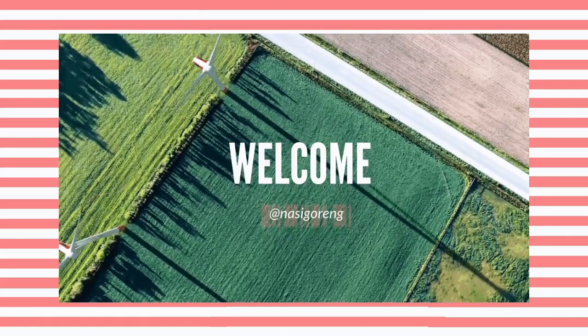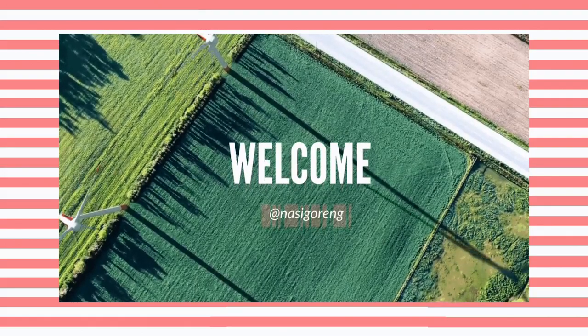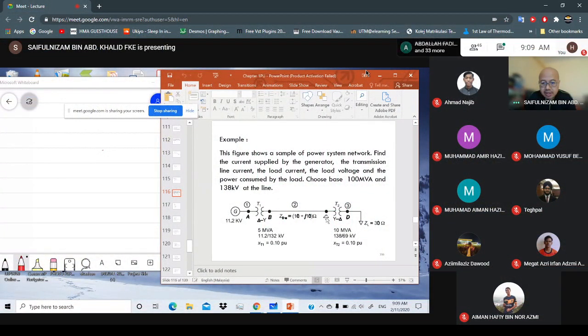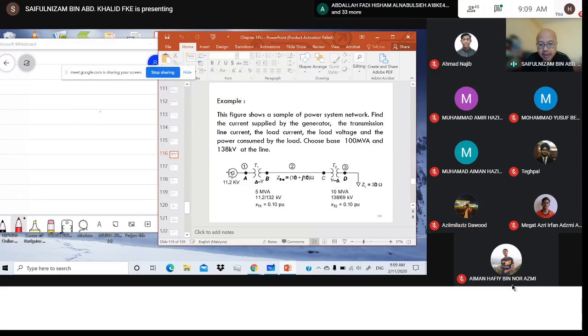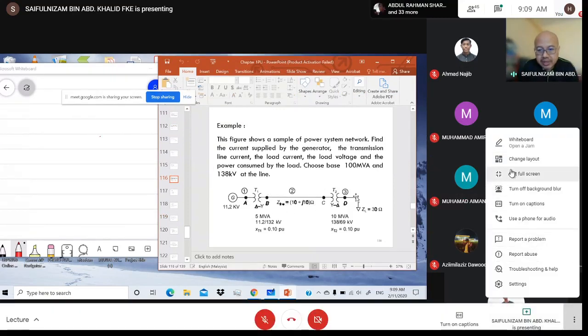This one exercise, try to do it on your own. If you have any problem... single line diagram or one line diagram of the power system network. So this is the simple system. You can see it's a radial system.